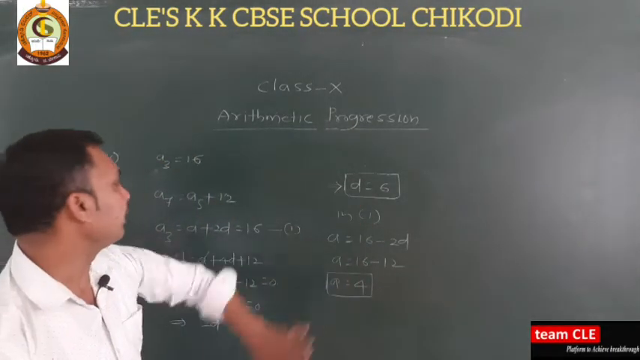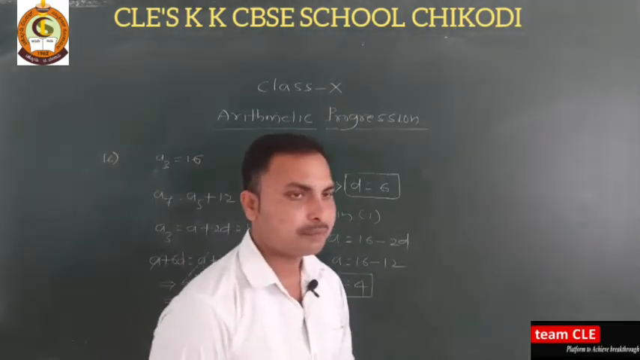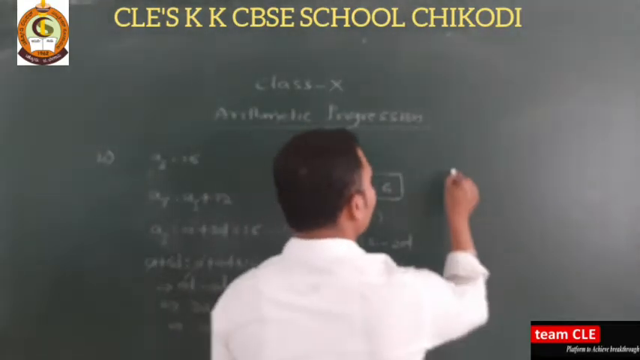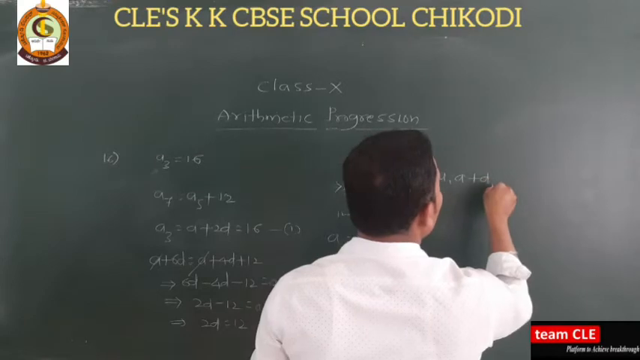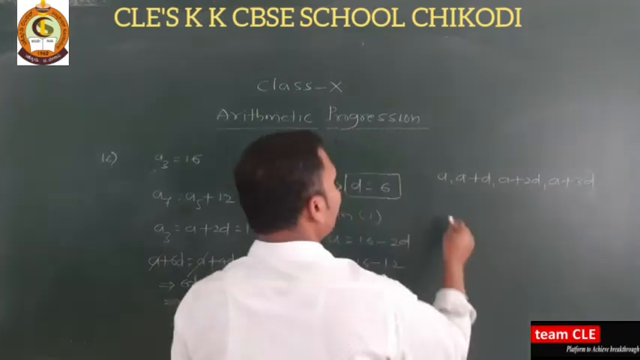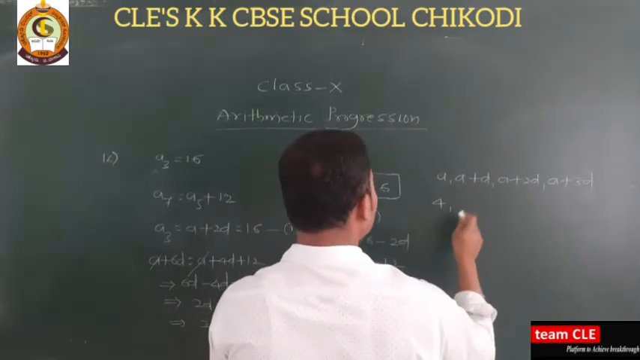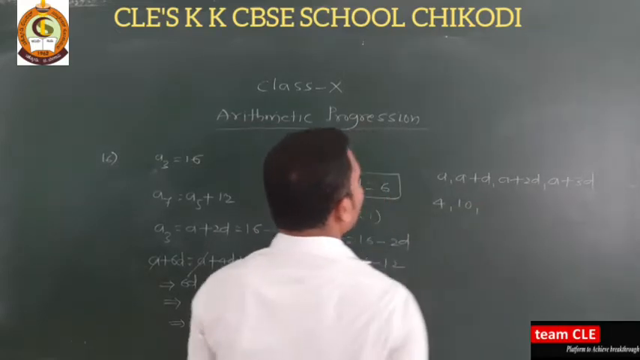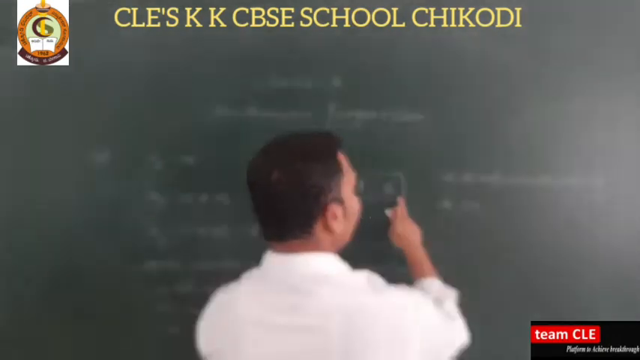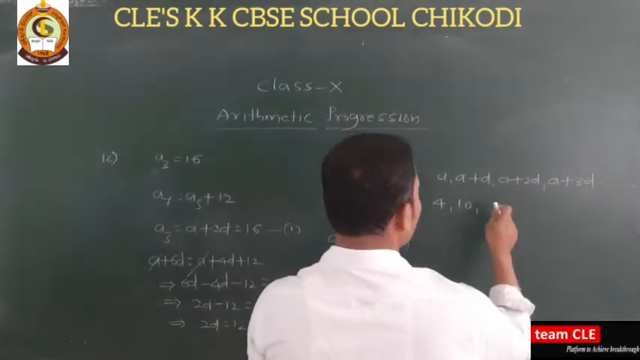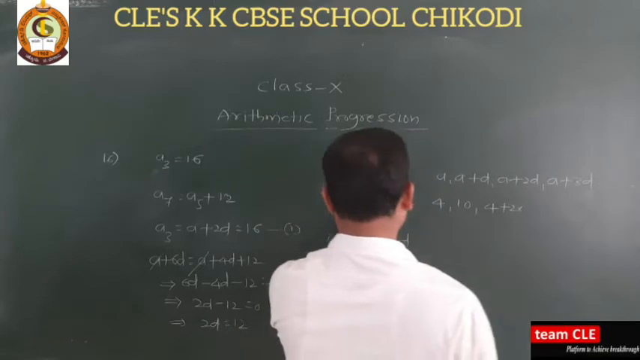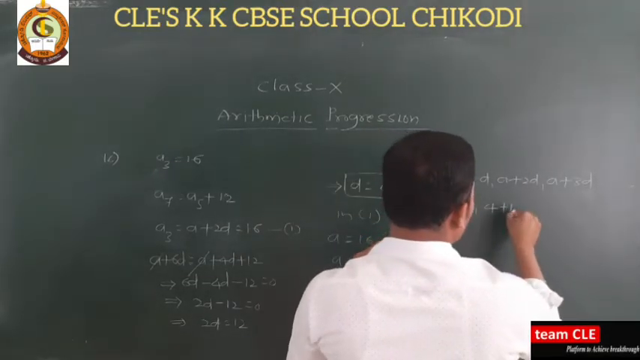Once you got a and d, next, what we need to find here? The question is: determine the AP. So the general form of AP is what? a, a plus d, a plus 2d, a plus 3d, and so on. Now a, how much we have? It is 4, then a plus d, so we will get here 10. Next we will get a plus 2d, so a we have 4 plus 2 into d, so 2 into 6 means it is 12.